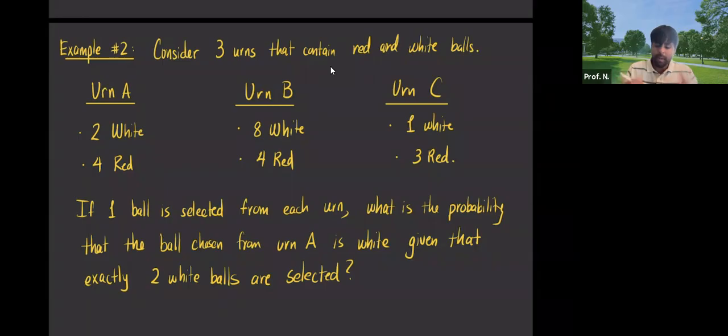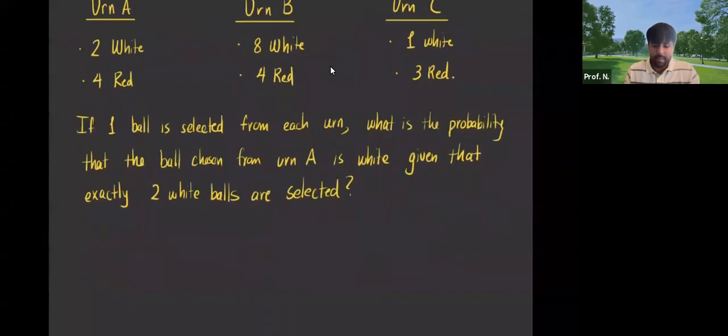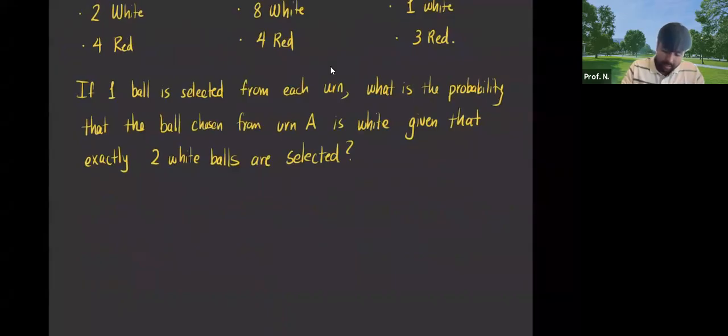And our conditional probability that we're trying to figure out is, what's the probability that I got a white ball out of urn A, given that I select from each urn one of them, right? And exactly 2 of them, so 2 of the 3 balls that I select overall are white. So what's that probability?